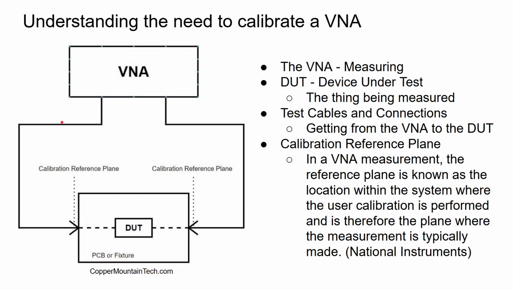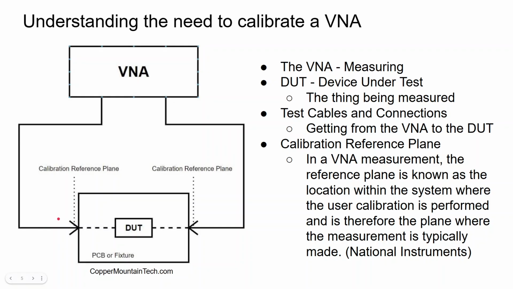Understanding the need to calibrate a VNA. So we have our VNA. We have our device under test. We want to measure the device under test with the VNA. This is the thing being measured. We have cables and connections in order to get to it. All of that helps us establish physically the calibration reference plane. This is the point at which we can take calibrated measurements, and we know that our cables and connectors between the VNA and the device under test are not contributing to our measurement. That's the whole point of calibration.